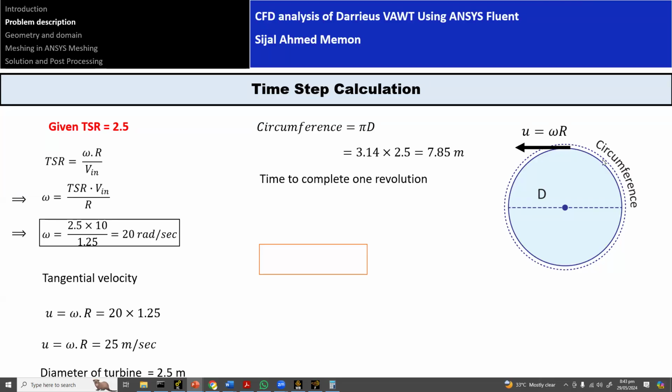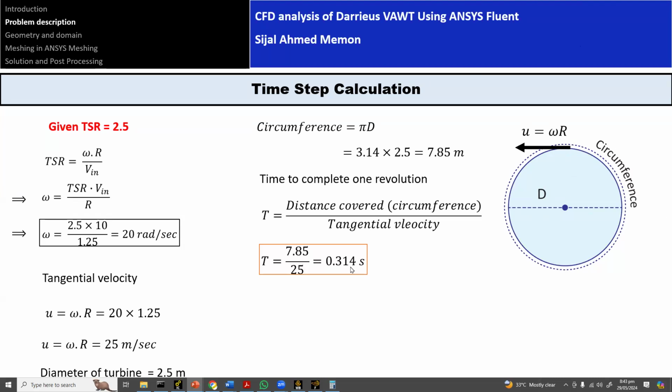And the time to complete one revolution: if we divide the distance by the velocity, we get the time the blade will spend to complete one revolution. This is equal to 0.314 seconds. Now, this is the time it takes: if the wind turbine blade is here, it will make one revolution and come back here in this much time, that is 0.314 seconds.